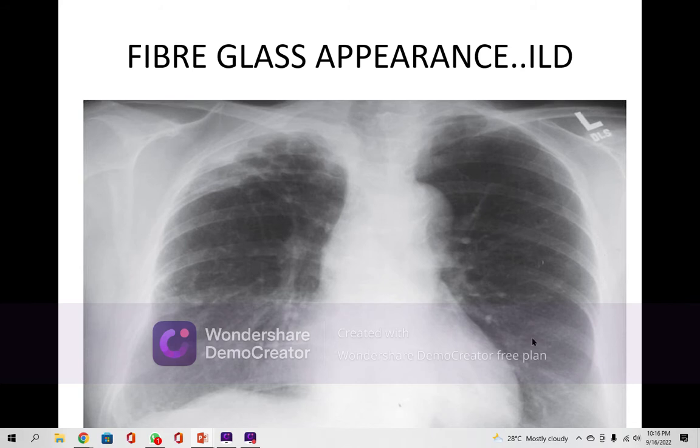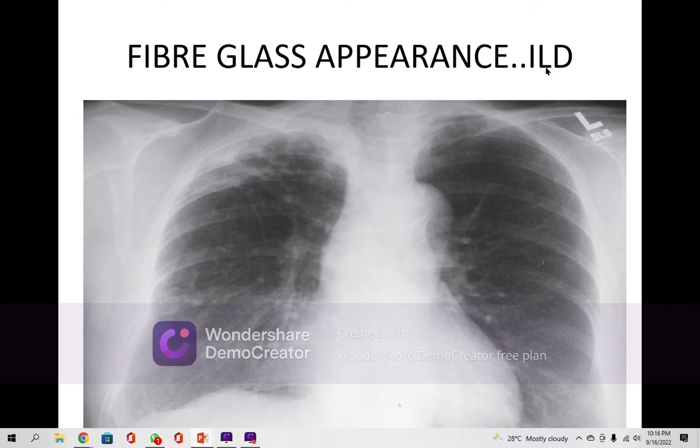Very characteristic of bronchopneumonia and very characteristic of interstitial lung diseases also. Fiberglass appearance. We see very cautiously. Fiberglass, I have shown you a fiberglass there. If you see, there are very small nodulations. Fibronodulations are seen in this. There are no reticulations, only small nodulations, inside this haziness here. It is a case of interstitial lung disease actually.